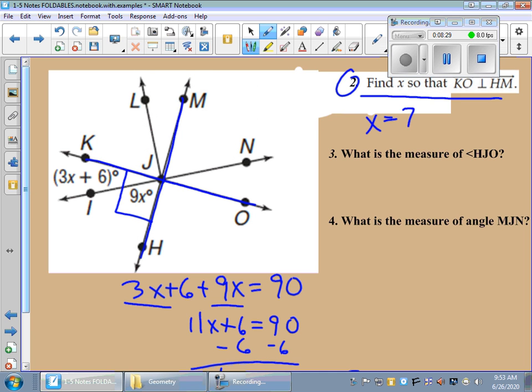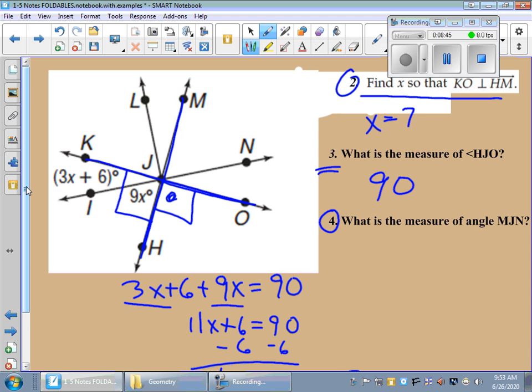We'll come back to that here in a minute. Question number 3 says, what is the measure of angle HJO? So right here, what is HJO? Well, it has to be 90 degrees if they are perpendicular lines.